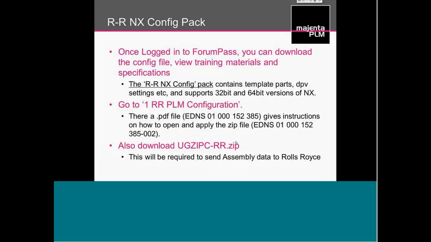While you're there, also take the time to find and download the ugzip-c-rr.zip file. This will be required to send assembly data to Rolls-Royce, and I'll take you through how you install that right at the very end of the webinar.